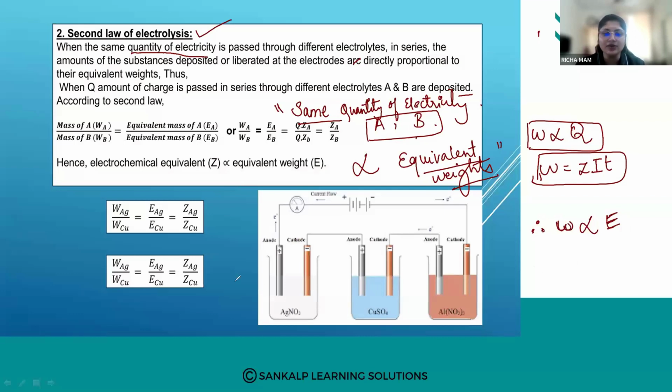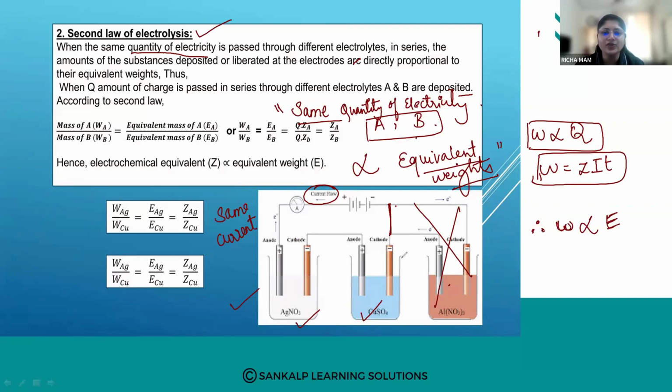Now see the diagram below. We have taken the same current. The current flow is the same. You can see the diagram here, right? So the same current is passed through two electrolytic solutions. One contains copper sulfate and another contains AgNO3. Here they have taken three solutions, but let us consider only two. So we will not consider this one, only this. This is connected directly here, so we have two.